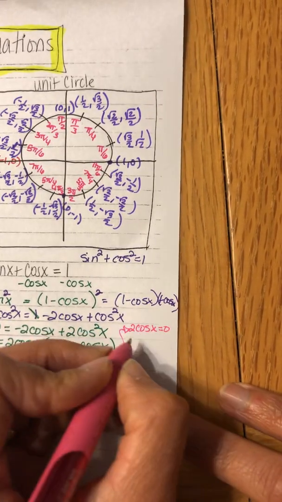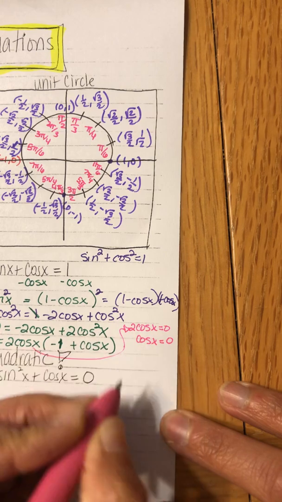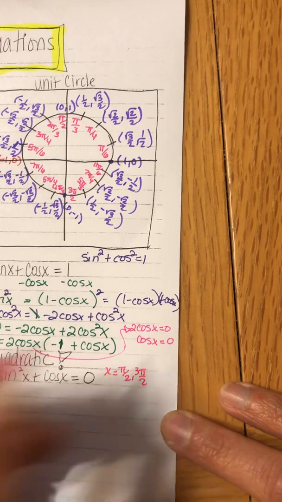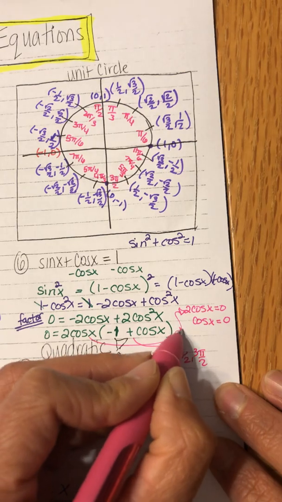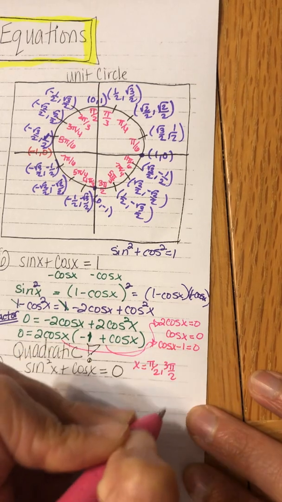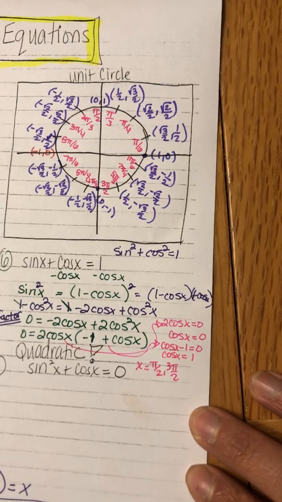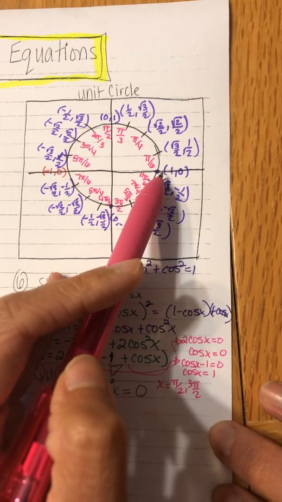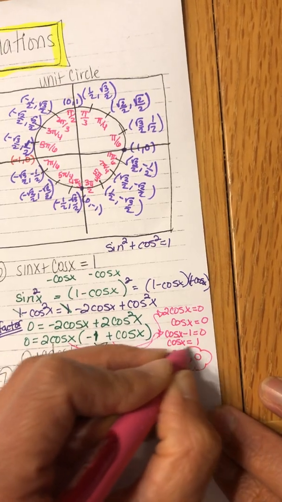When I divide both sides by 2, 0 divided by 2 is 0. So I have cosine of x equals 0. And we know that when that happens, x is going to equal pi over 2 and 3 pi over 2, because this will be the third question where this comes up. The other factor would be cosine x minus 1 equals 0. Add 1 to both sides, and cosine of x equals 1. Well, where does the cosine equal 1? There's only one spot where cosine equals 1, and that's right here at 0 radians. So x is going to equal all those things.